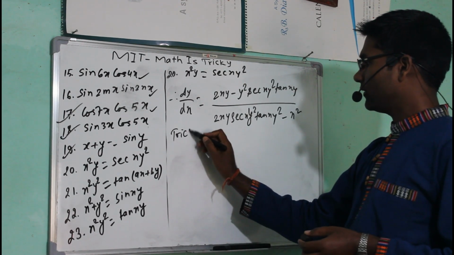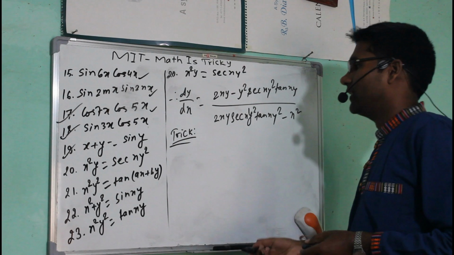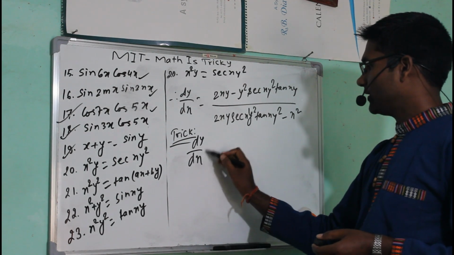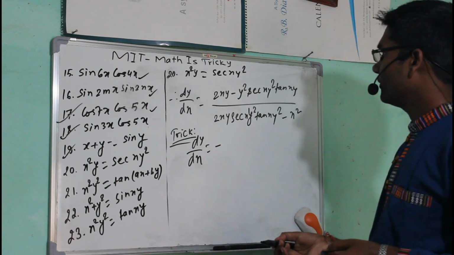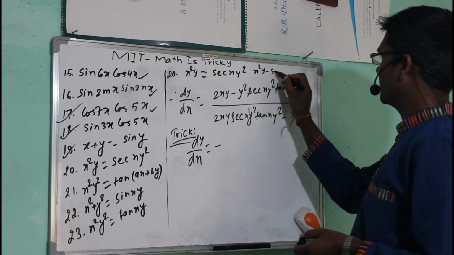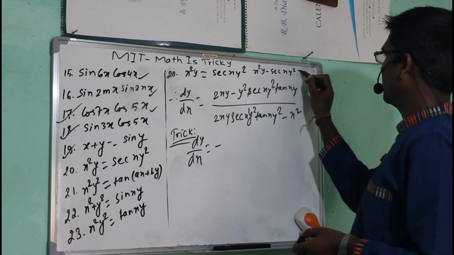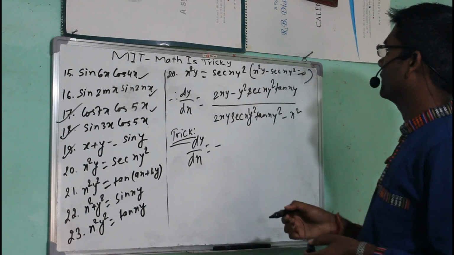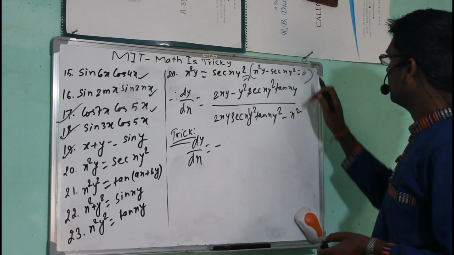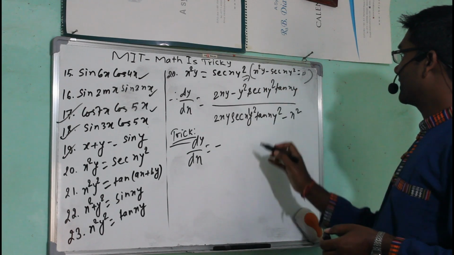So how can we solve the same problem within just a second? Okay, as we discussed, dy by dx will be simply minus. Now let's write it like this: x square y minus sec xy square equals 0. Okay, so this is our problem. Always we make the right hand side zero to use this formula. So now differentiate with respect to x.